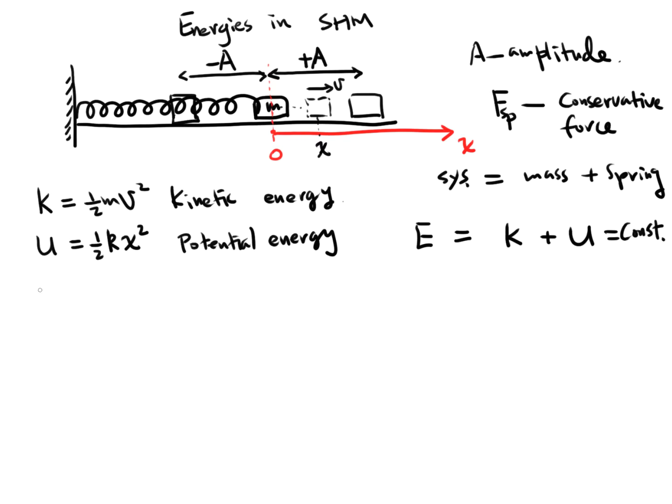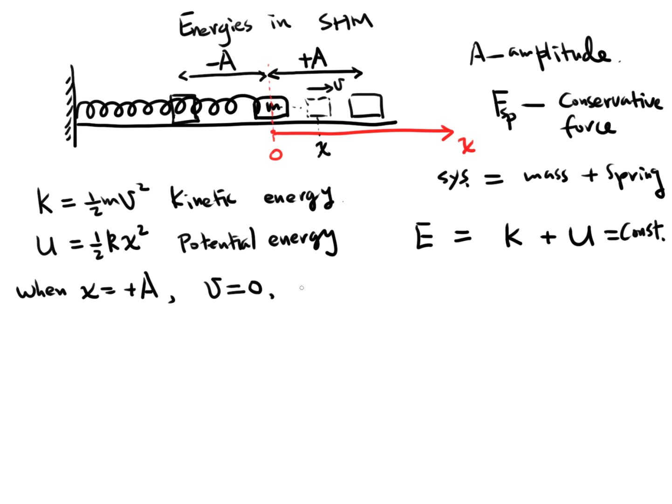Let's use some special position. Let's say I want to use the largest displacement to the right side. So when x equals plus A, the displacement is positive amplitude, then the velocity becomes 0. The velocity is minimum in magnitude at this position. The object is going to stop here at this instant, and then after that it's going to return, moving back toward the equilibrium position.